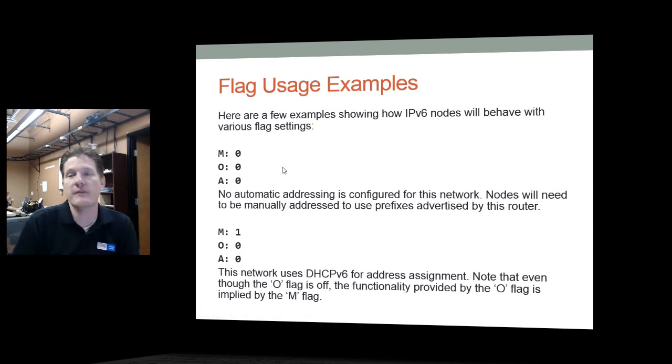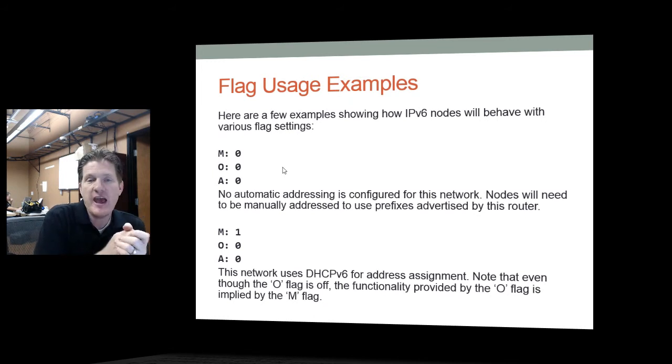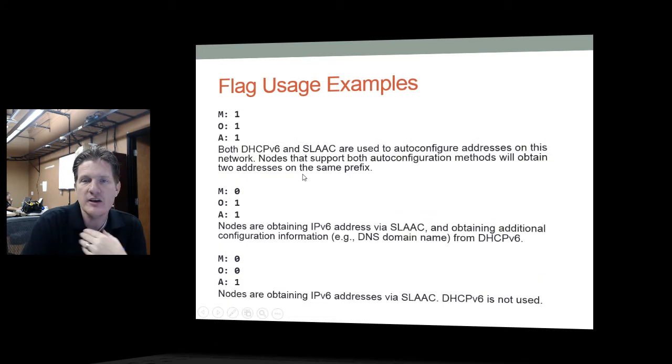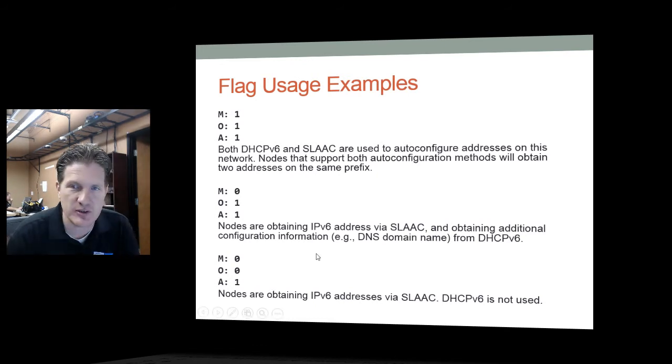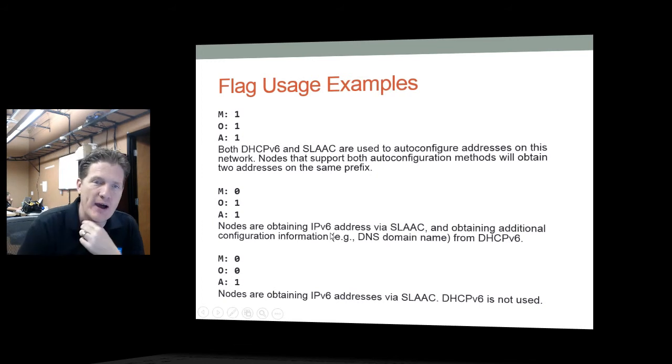So here would be an example of the flags. If we had no automatic address configuration, M, O, and A would all be zeros. If we wanted DHCP version 6 to assign the address only, then we would set M to 1. Almost always you have M at 1 and O at 1 at the same time because you also want your DNS server set and everything like that. The third example here is M, O, and A all 1. This means DHCP version 6 is being used for everything, and we're also using SLAAC. So there you go.